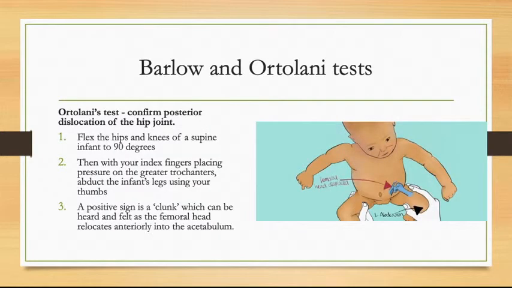Ortolani's test is basically replacing a dislocated hip joint. So you have to do both. You have to do Barlow and Ortolani. You can't just do one and not the other. What you do, again, make sure the hips and knees are flexed to 90 degrees. Then, using your thumbs, you're abducting the legs. And again, your 2 fingers are at the back as well. So if there's a relocation of the femoral head, you can feel the clunk as well as hear the clunk.